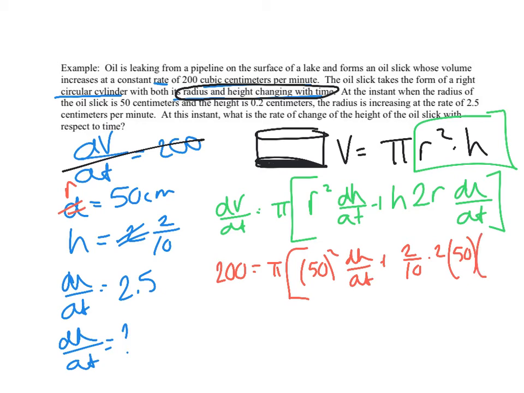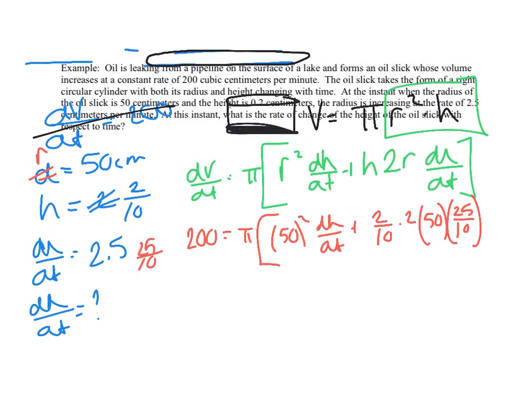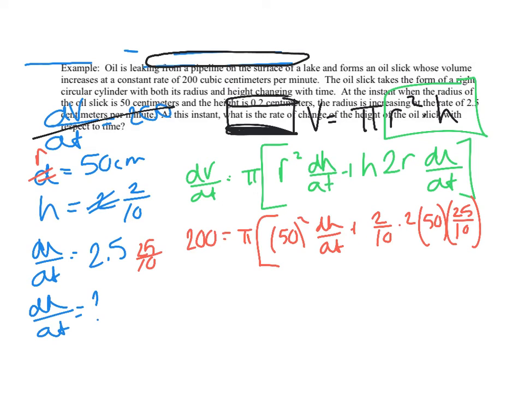Now again, you can easily change that to a decimal. That's just 25 out of 10, or a fraction. I'm just going to carefully keep cleaning this up here. So let's see, that's 200 equals pi times 2,500.